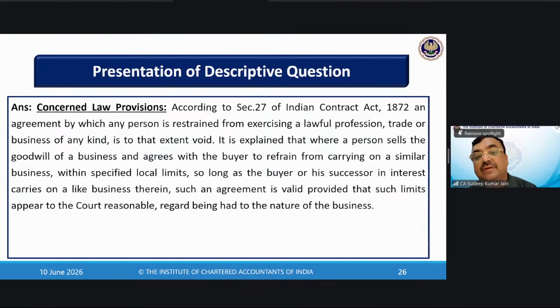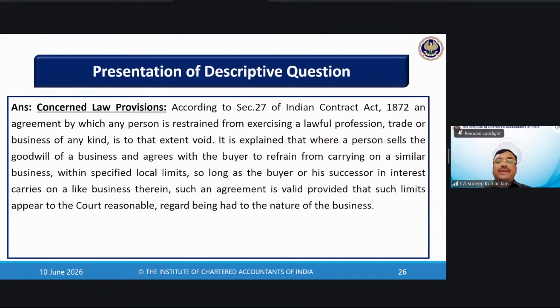Provisions. Section 27, restraint of trade. According to Section 27 of the Indian Contract Act 1872, an agreement by which any person is restrained from exercising a lawful profession, trade, or business of any kind is to that extent void. It is explained that where a person sells the goodwill of a business and agrees with the buyer to refrain from carrying on a similar business within specified local limits, so long as the buyer or his successor in interest carries on the like business therein, such agreement is valid, provided that such limits appear to the court reasonable, regard being had to the nature of business. Right? Amisha, clear? Any other query?